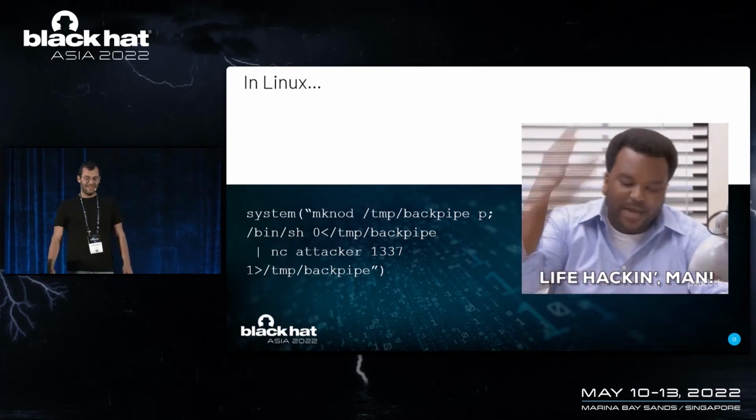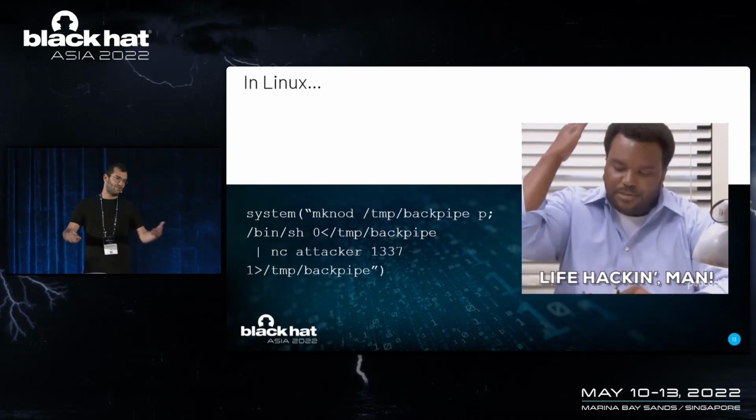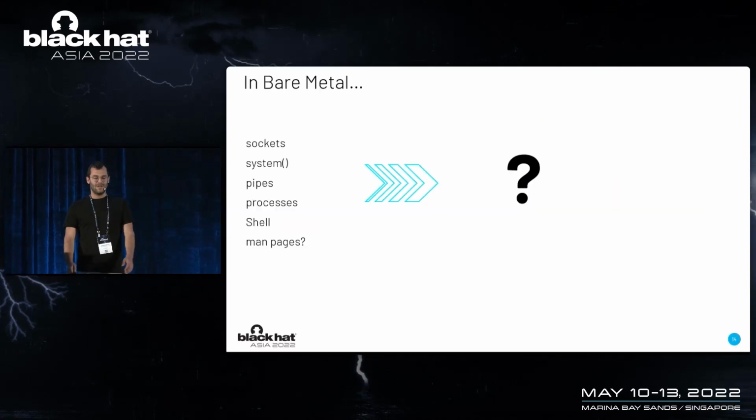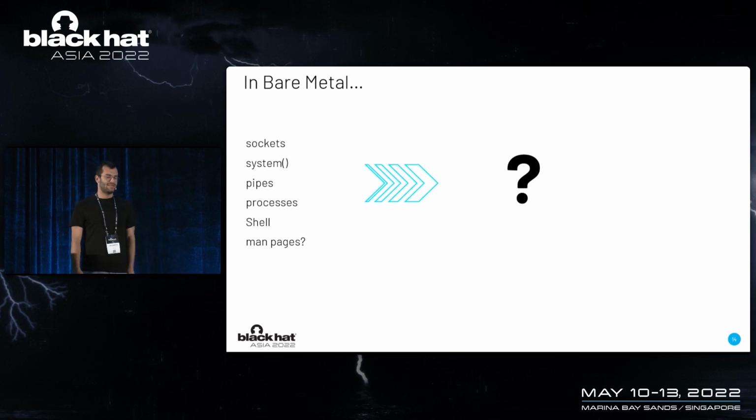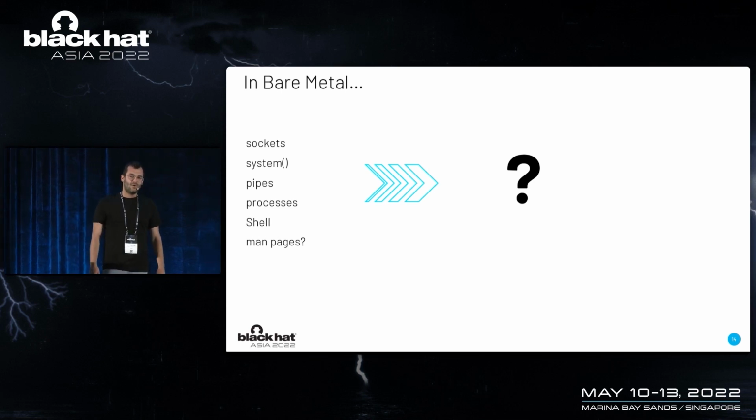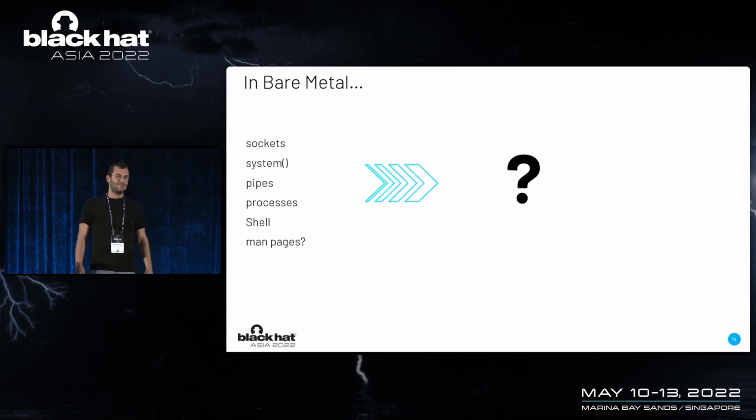And that's great. And then we thought to ourselves, OK, now we're coming to our case. In bare metal devices, what exactly are the things that we used, the one-liners that we've seen before? What exactly are the sockets on our device? Or what exactly is the system call that we made? We don't really have a shell there, and processes are something that we don't have there, and of course pipe. And we asked ourselves, like, where the hell are the man pages, right?